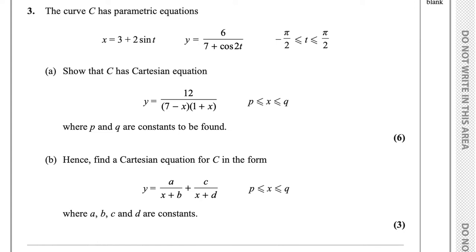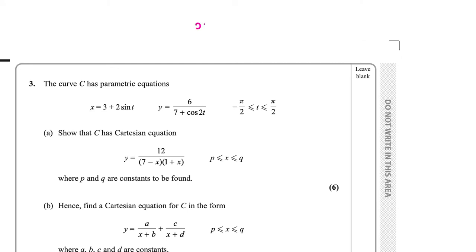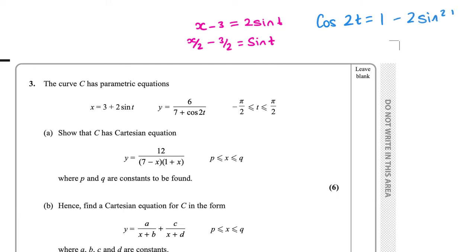Okay, so that we need to show that the Cartesian equation equals this. So first things first, let's rearrange x. So x minus 3 equals 2 sine t. So x over 2 minus 3 over 2 equals sine t. Okay, then next up, what are we going to have? What does cos 2t equal? So using the double angle formula, we know this is 1 minus 2 sine squared t. So we know that cos 2t minus 1 divided by minus 2 equals sine squared t.